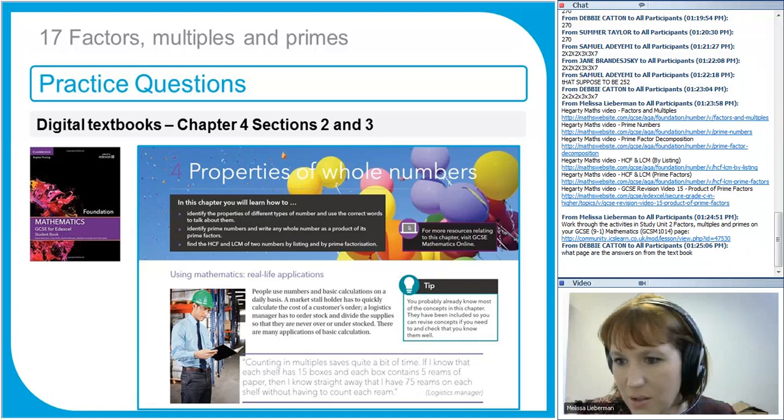What page are the answers? The answers aren't in the textbook. If you want a direct link to the answer book, I can give it to you now. I won't show my desktop yet because it takes a little while to set it up. So I'm just going to my ICS Learn dashboard page. I'm going to the GCSE 9-1 Maths course.